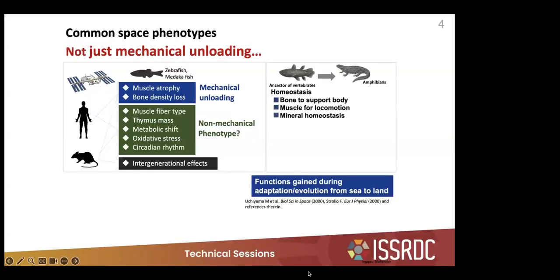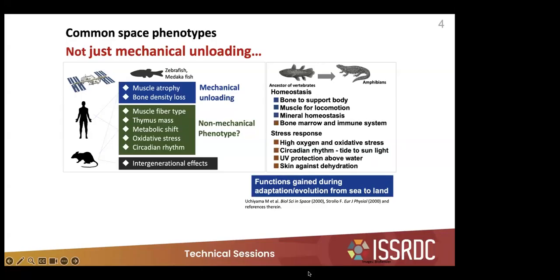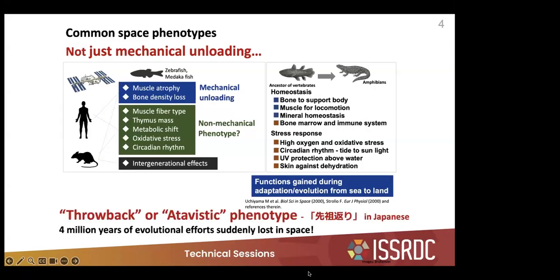On the right, you see the context. These are functions that the vertebrates gained during the adaptation from sea to land: bone to support the body, muscles for locomotion, mineral and immune homeostasis, and stress responses such as circadian rhythm and UV protection. In space, many of these functions appear to regress, almost like a throwback or atavistic phenotype. In other words, millions of years of evolutionary effort can suddenly be compromised under space conditions.